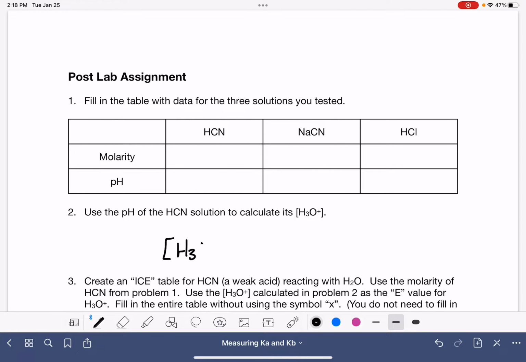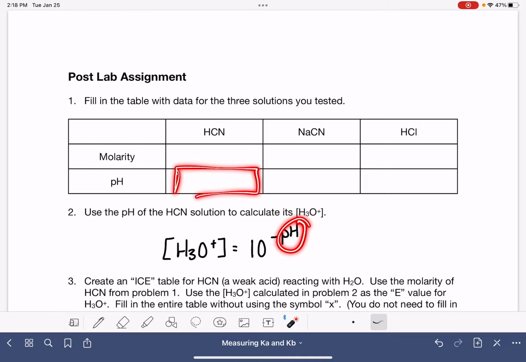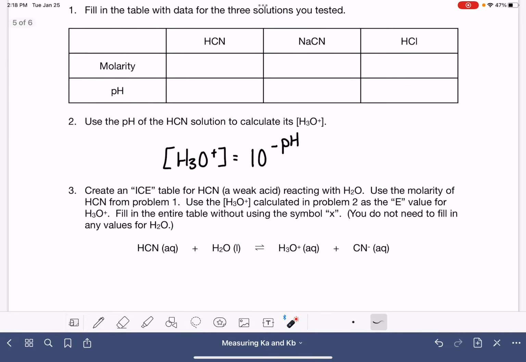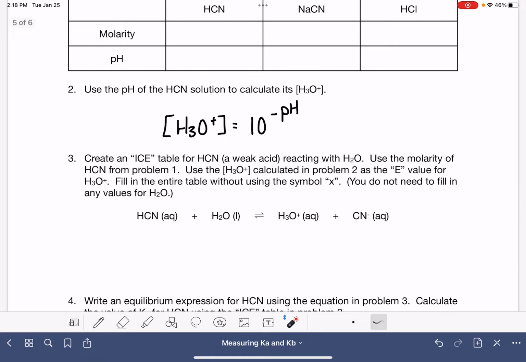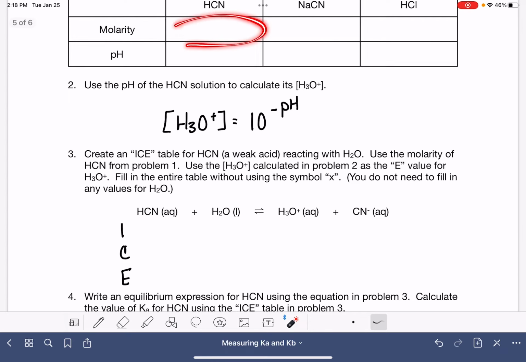And just as a reminder, the equation that you want to use for this calculation is H3O plus equals 10 to the negative pH. So you're just going to be plugging in your pH value in this particular spot. Then you're going to create an ice table for HCN. Now, as you know, in the ice table, the initial molarity is going to be the molarity from the bottle. Let's just say that it's 5. It's not 5, but let's just use that number.